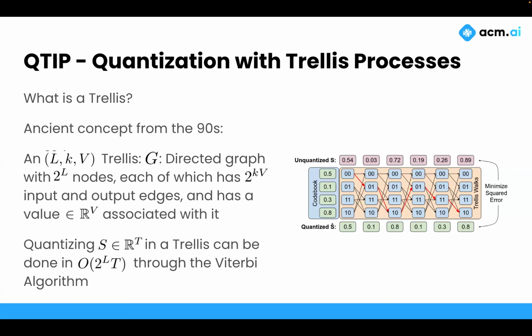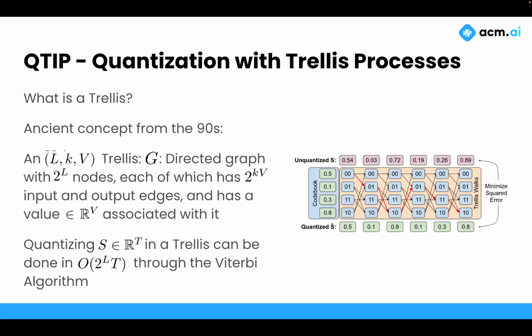And so this is an ancient concept from the 90s. On here, we can see a description of a trellis. This is L is 2 in this case. So we have 4 nodes. And then for each node, we have 2 possible walks to the next one, so on and so forth.